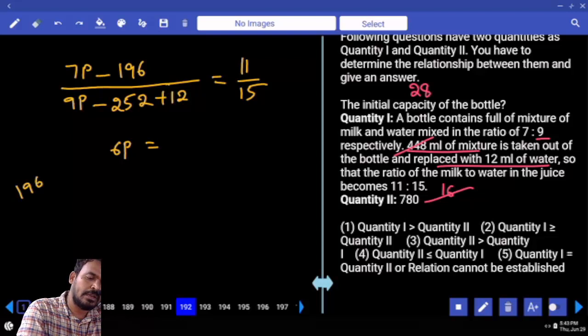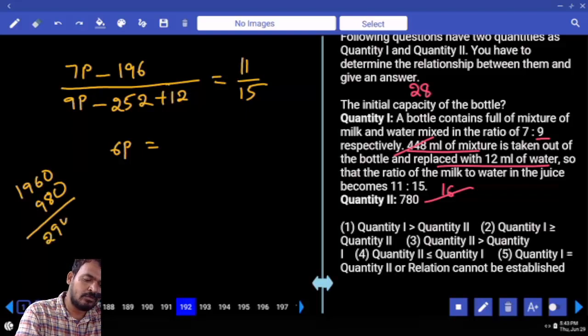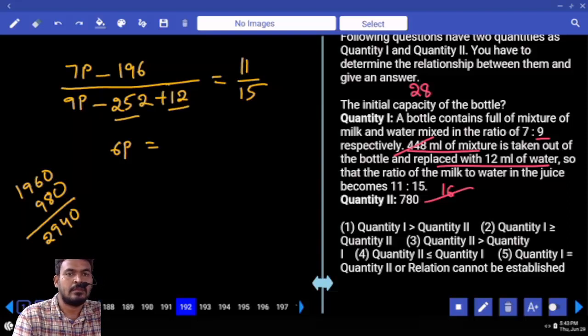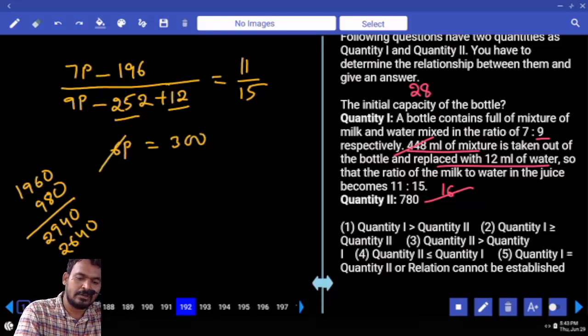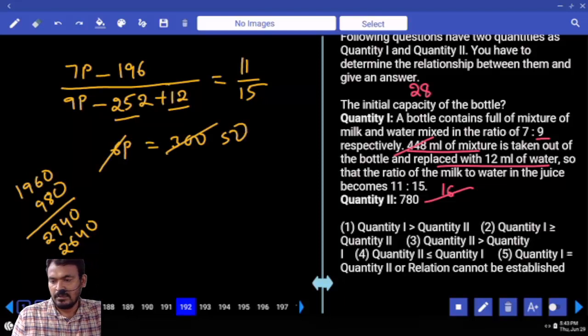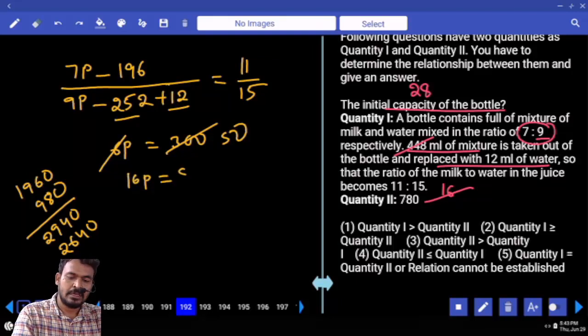Next 15 into 196: 10 times is 1960, 5 times is 980. Total it is 2940. 2940 minus 252 plus 12, that is 240 into how much? 11. 240 into 11 means 2400 plus 240, 2640. What is the difference? 300. 6 parts is 300. What is one part? 50. What is the question here? Initial capacity of the bottle. 16 parts is 800.